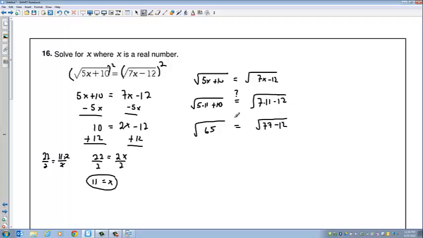So is that equal? This one was easy because they're in terms of 5s and 10s. But this one I have to think a little bit. So 77 minus 12. Well, I take off 10 and get to 67, and take off 2 more and I get to 65. So they are equal. It does check, so I know I did it right.